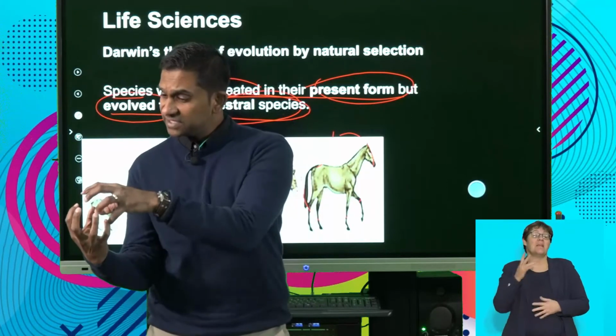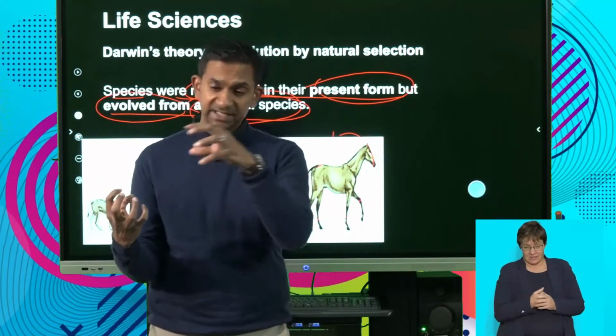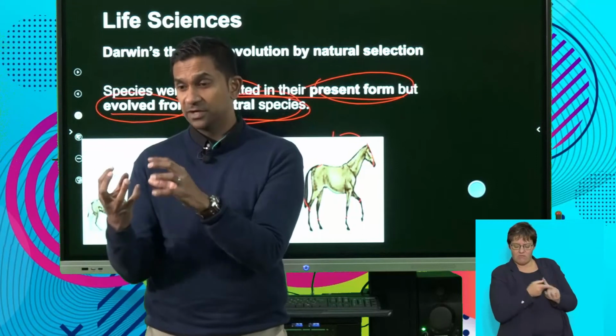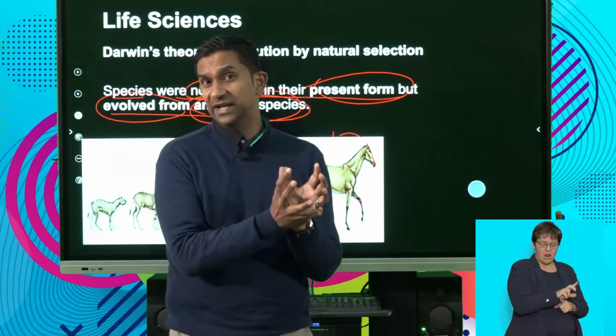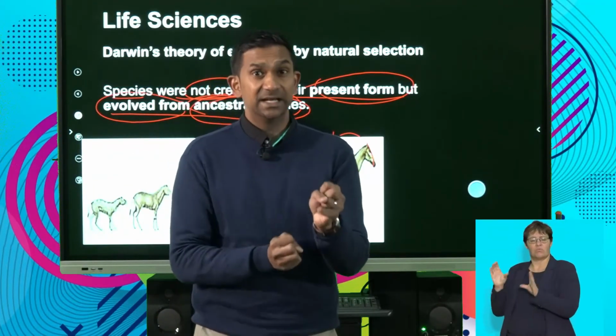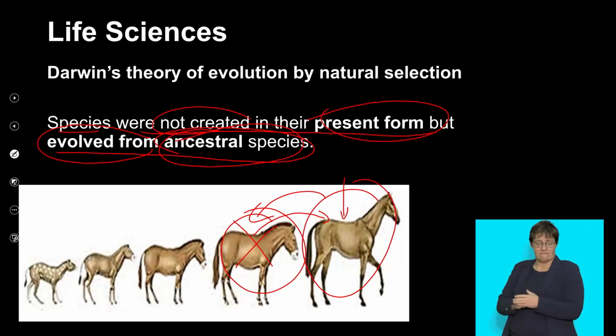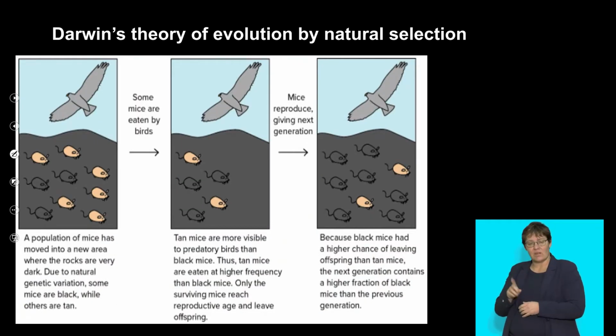And we often see development of complexity from a past life form, from a fossil, to a more developed species that is currently living. And so that is what essentially underpins Darwin's theory of natural selection. In an example to explain this, Darwin talks about a population of mice that have moved to a new area where the rocks are very dark in color.